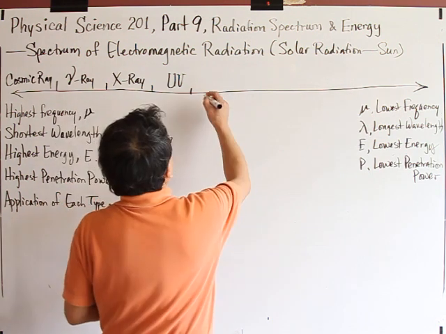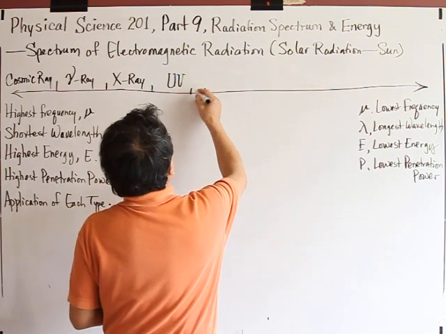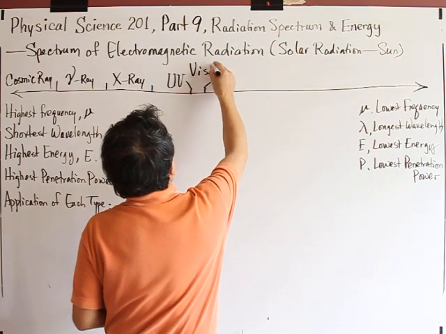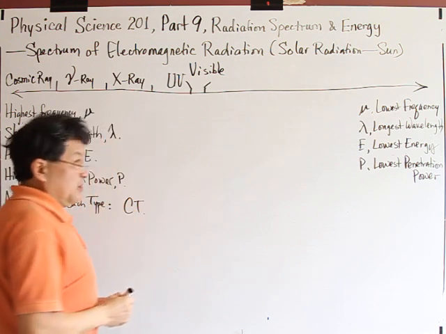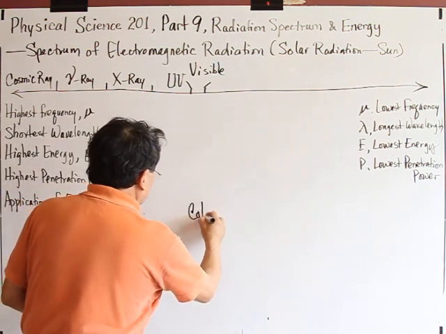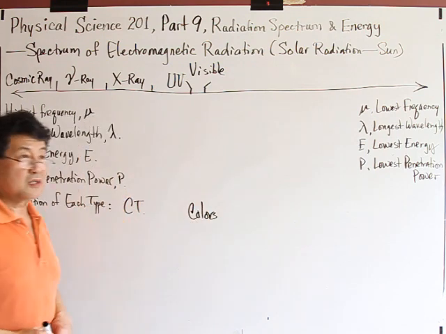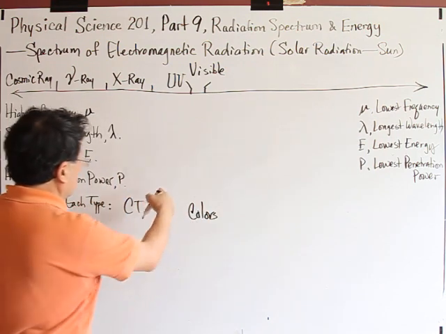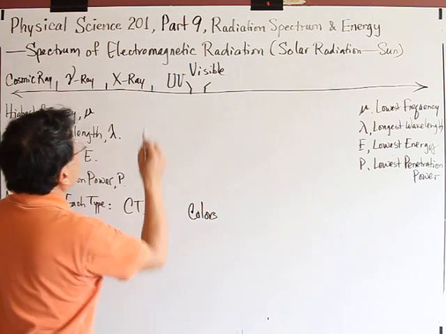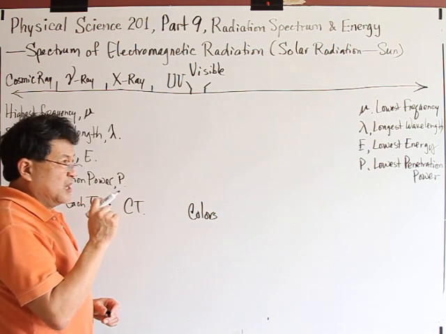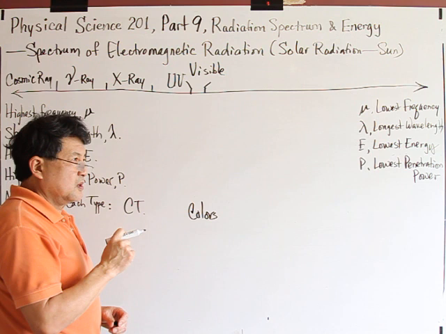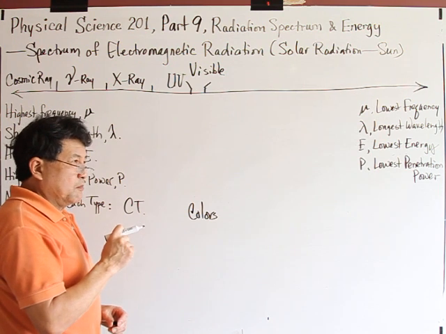Now after UV, we have a very narrow band, a small region, we call visible. Visible ray. The visible is what? Visible is the color, right? Basically the color. Now the colors of all kinds. Next to UV is visible. The visible ray, you can say it is not harmful, in the short term.